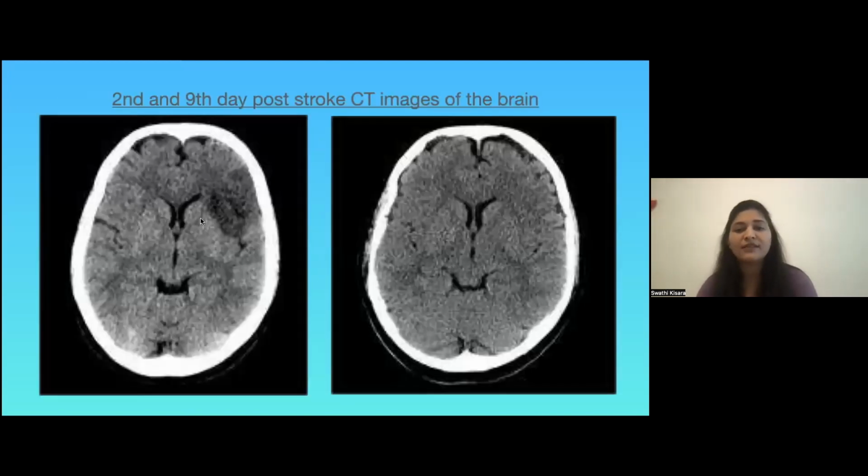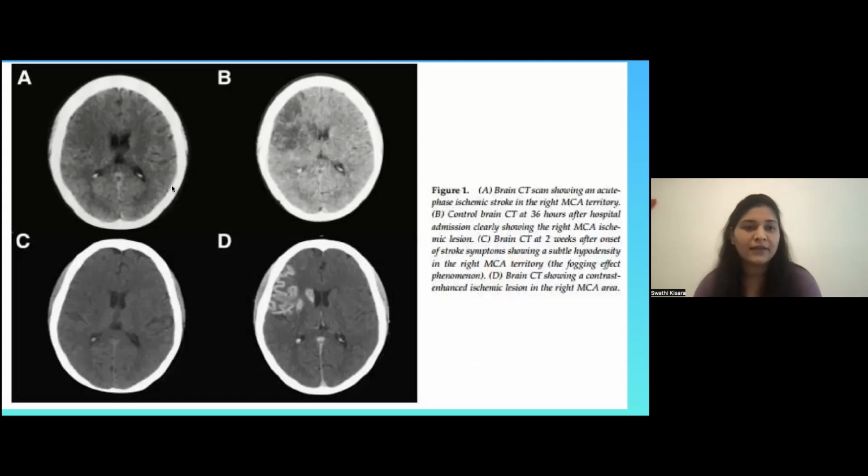So these are the axial CT images on the second day and ninth day of a post-stroke patient. On the second day, we can see the hypodensity clearly, whereas on the ninth day, because of the CT fogging effect, the hypodensity is not appreciated, and this becomes misleading. And these are all the axial CT images showing the evolution of the infarct.